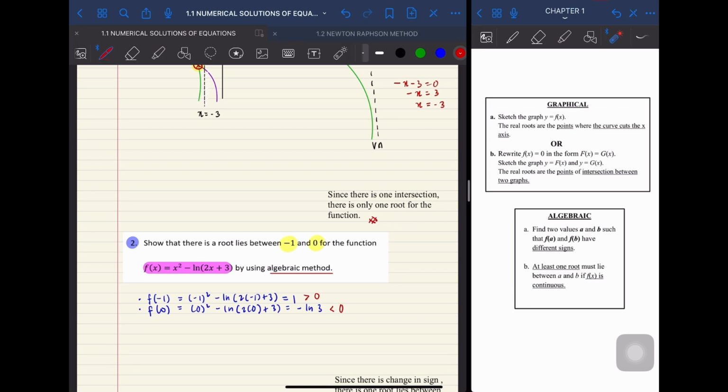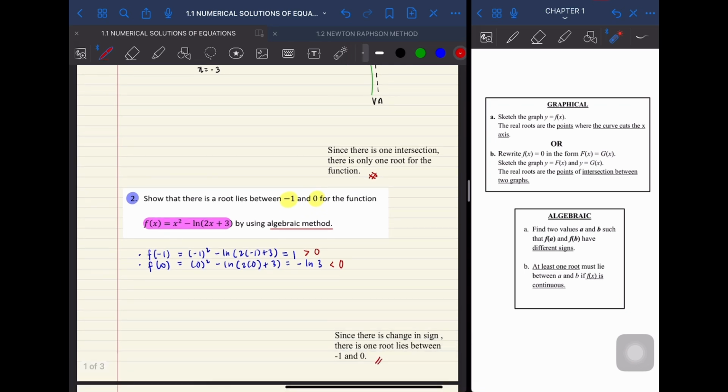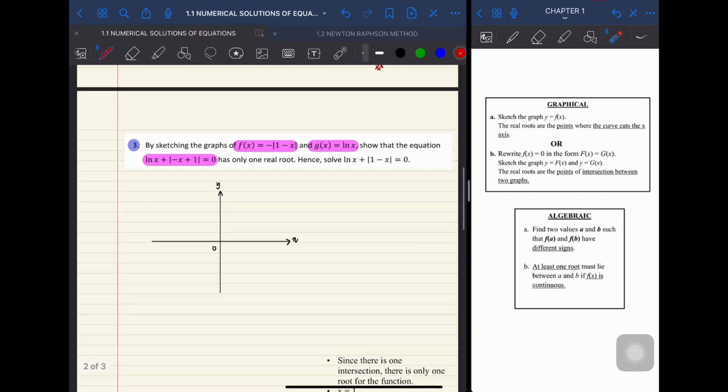Based on the notes, you can see that they say for two values a and b such that f(a) and f(b) have different signs, meaning there is a root between the two values. So you can conclude like this: since there is a change in sign, there is one root that lies between the two values, which in this case are negative 1 and 0. Okay, moving on to number 3.